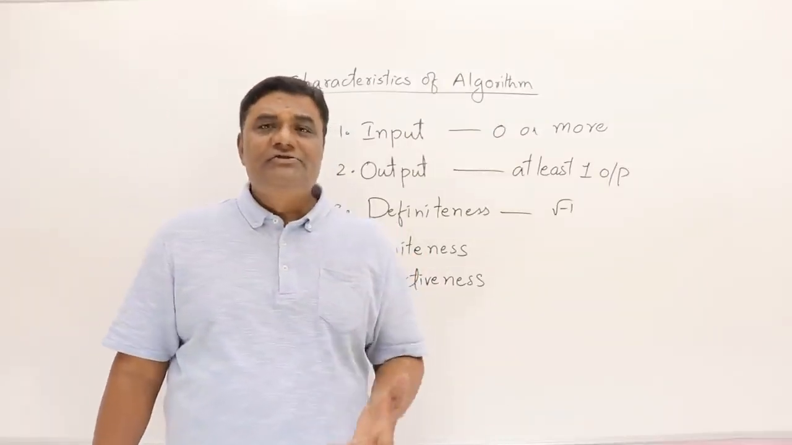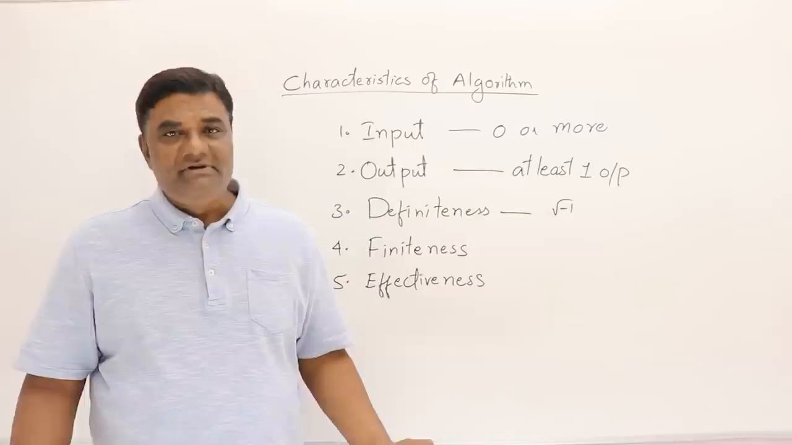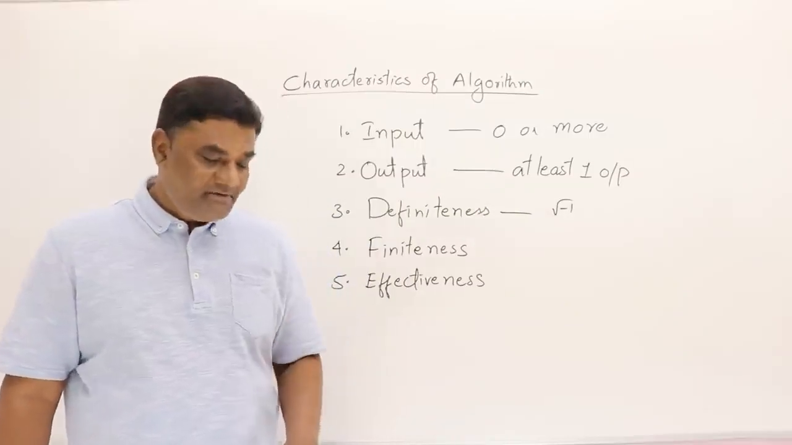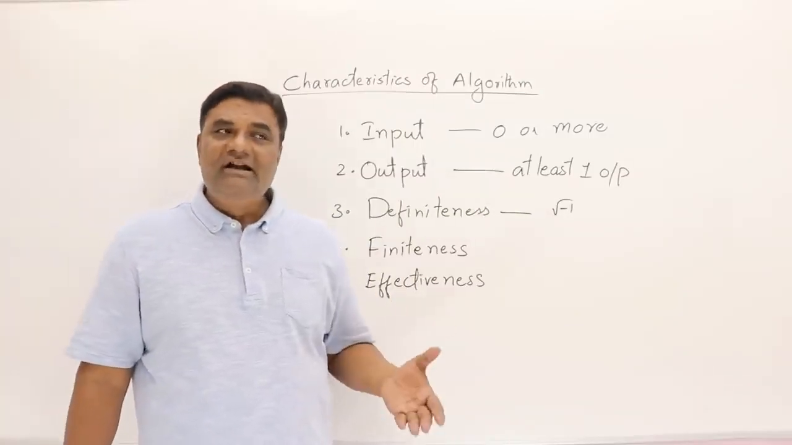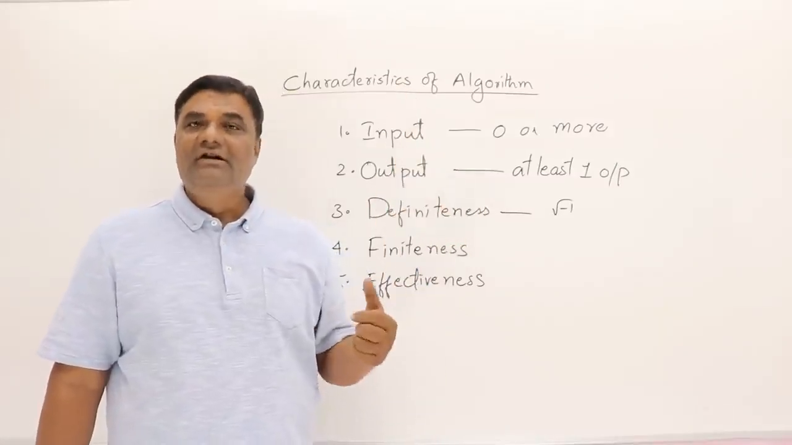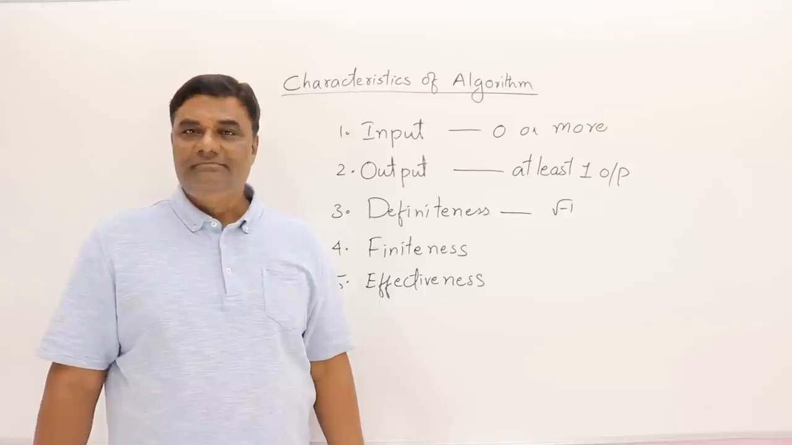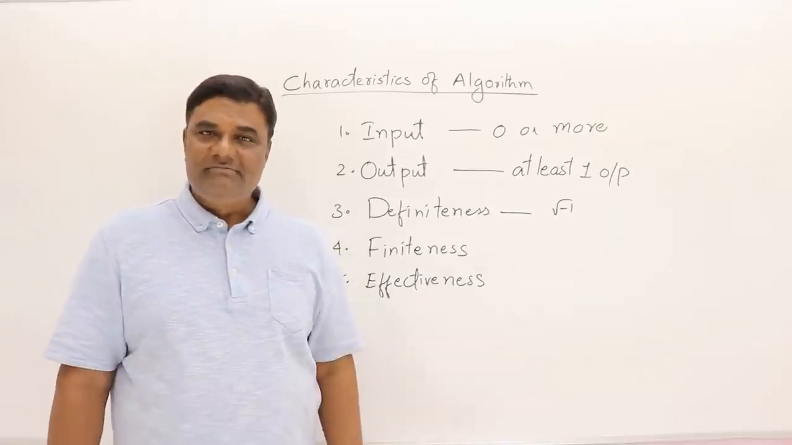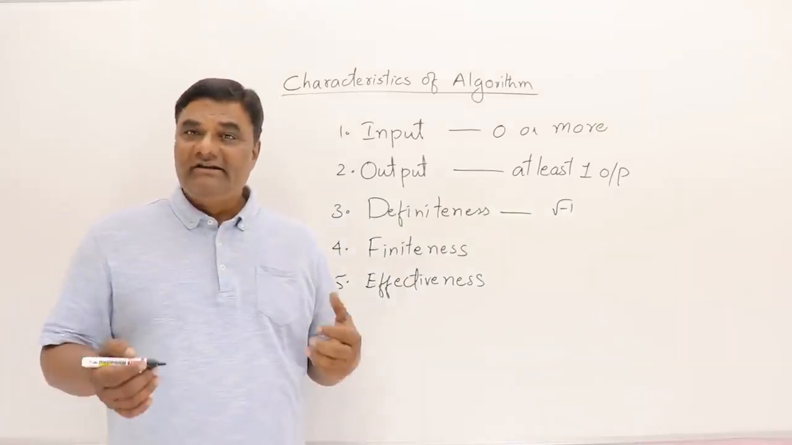Then effectiveness. Now this is simple. You should not write unnecessary statements in an algorithm. Whatever the statement you write, the objective is that it should do something, serve some purpose in the procedure, in the steps of an algorithm. Don't write unnecessary statements.